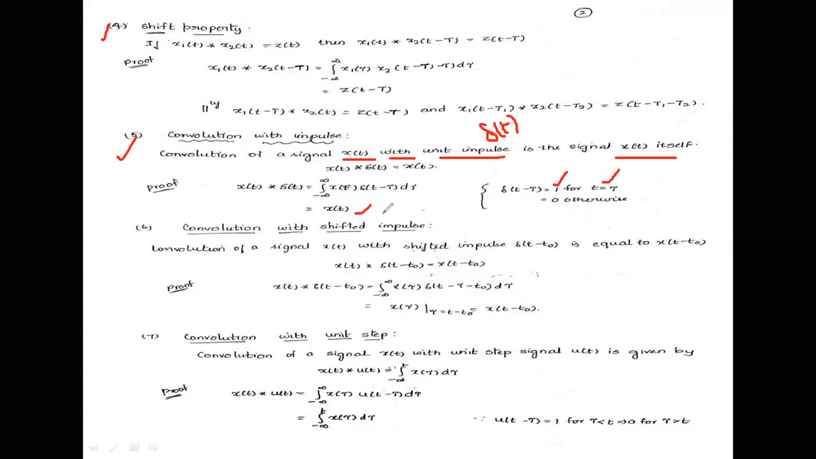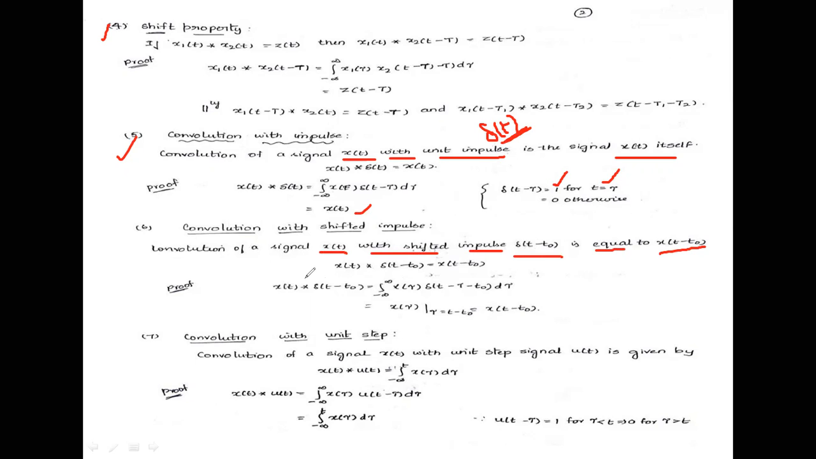But if the shifted version of the impulse is there, it is not x of t, it is x of tau only. Now the sixth property: the convolution of the signal x of t with the shifted impulse delta of t minus t naught. When I take delta of t, it is x of t. Delta of t minus t naught gives x of t minus t naught, my students.